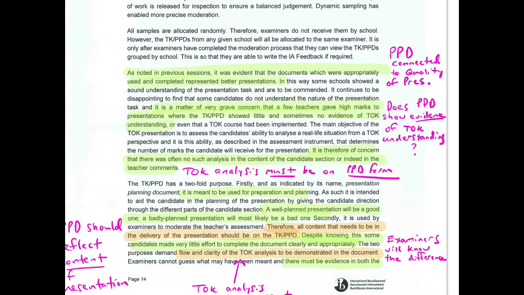Another thing, a few lines below, is that it's a matter of very grave concern. That's about as strong as you can use language in a document like this, that the PPD showed little and sometimes no evidence of TOK understanding. So that tells me that the PPD must show evidence of your TOK understanding. It's not to be a general document. It's not to be an outline by bullet point that gives basic information about your real-life situation. It is to show TOK understanding. And so that's a really important do. Do put in that TOK understanding in this PPD document.